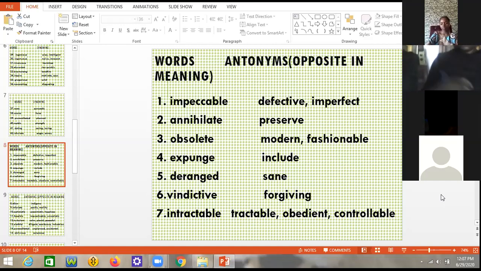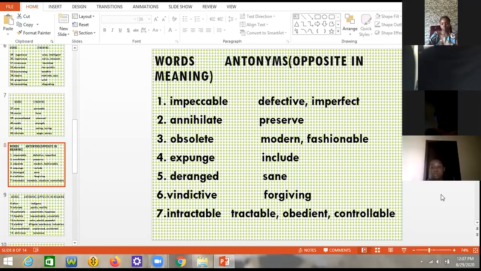Vindictive, we look at vindictive in the synonym. So we say vindictive, another synonym for vindictive is what? Vengeful or revengeful. So the antonym for vindictive is what? Forgiving. Intractable, antonyms for intractable: tractable, obedient, controllable. So from the opposite word, you should be able to deduce the meaning.